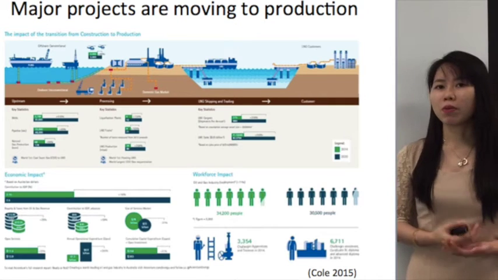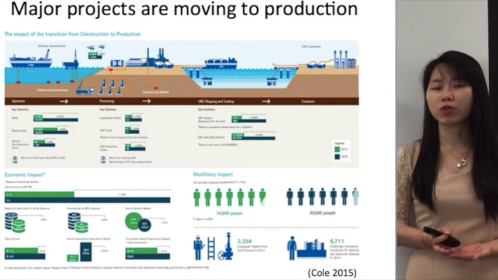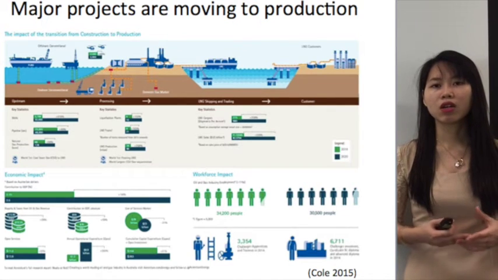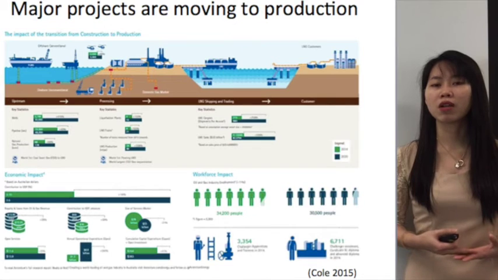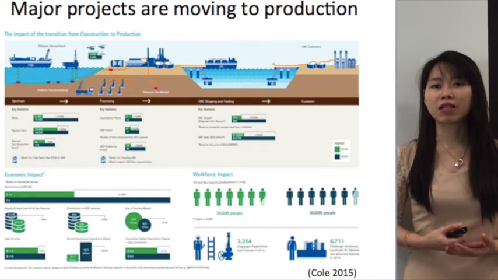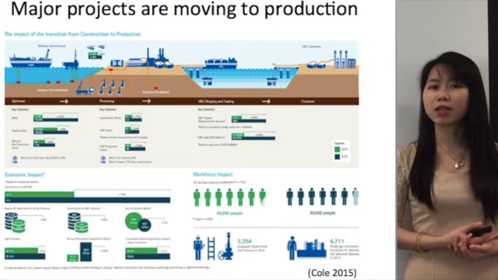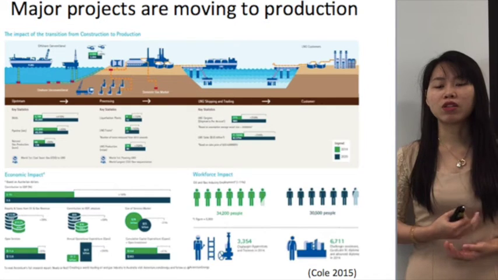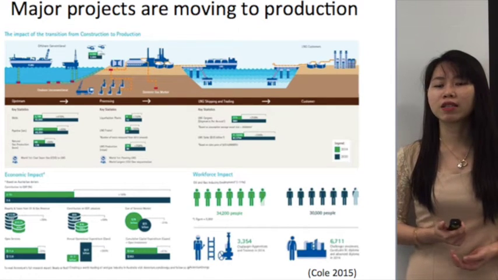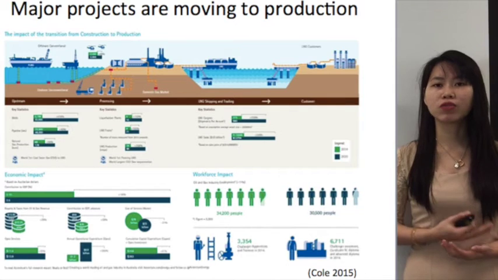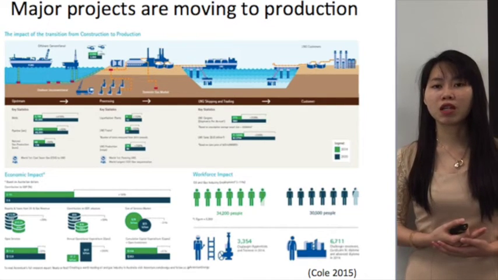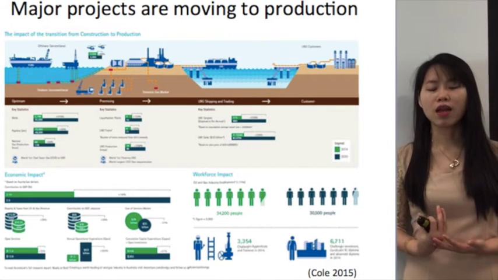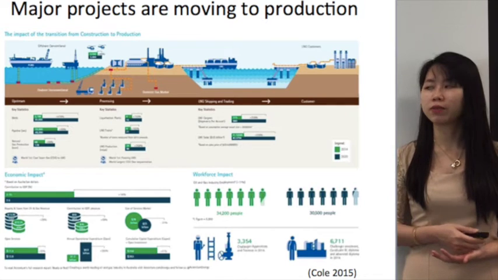The second management issue is that major projects are moving to production. We use the oil and gas sector in Australia as an example. Construction services are expected to drop by 50% between 2014 and 2020, falling from 18 billion US dollars to 9.2 billion US dollars. At the same time, operations services are forecast to grow to 30.9 billion US dollars, with drilling services expected to shift from the west to the east coast and from offshore to onshore projects.